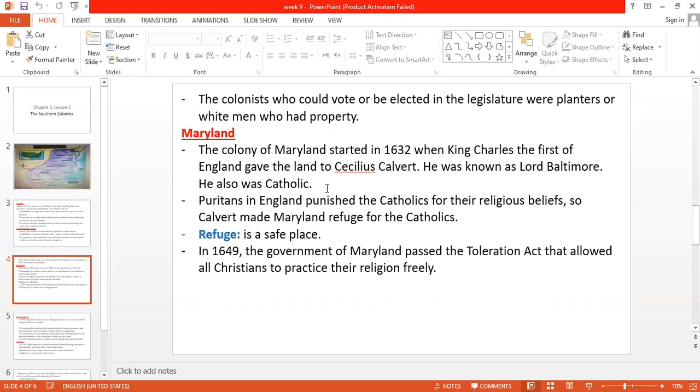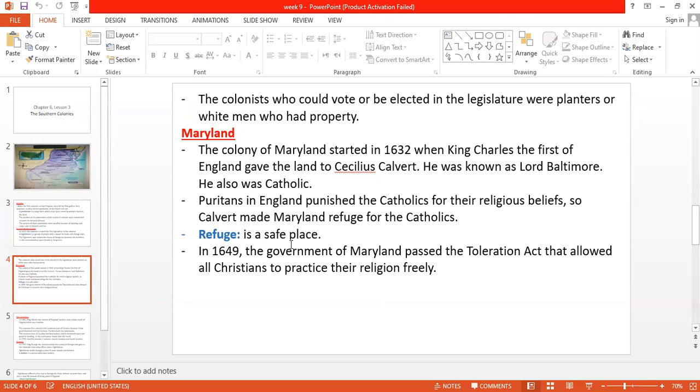You know that most of the English colonists were Puritans. But here, this guy, Calvert, was Catholic. And Catholics were all the time in conflict with the Puritans. Okay? So here, the Puritans in England punished those Catholics for their religious beliefs, and those Catholics needed a safe place to practice their religion freely.